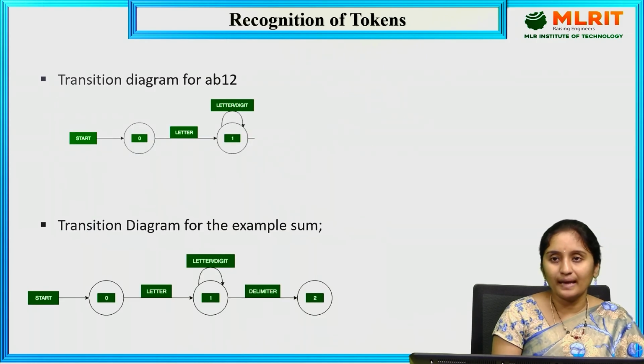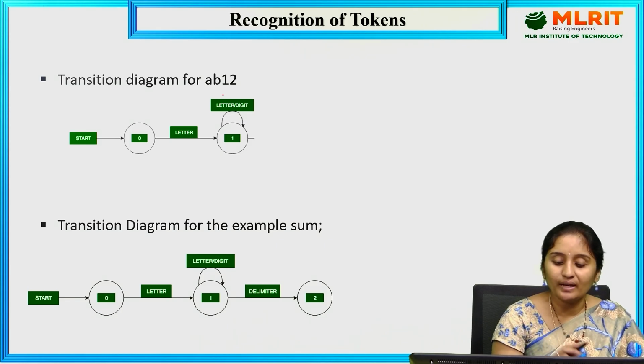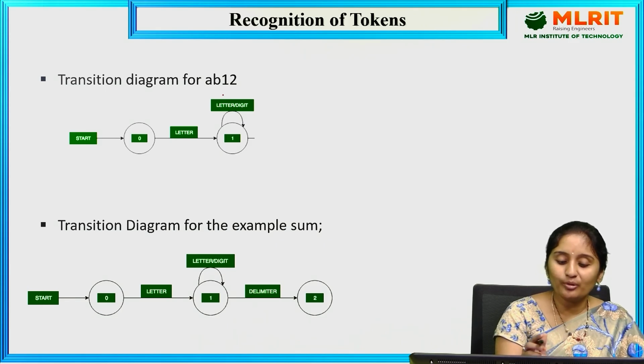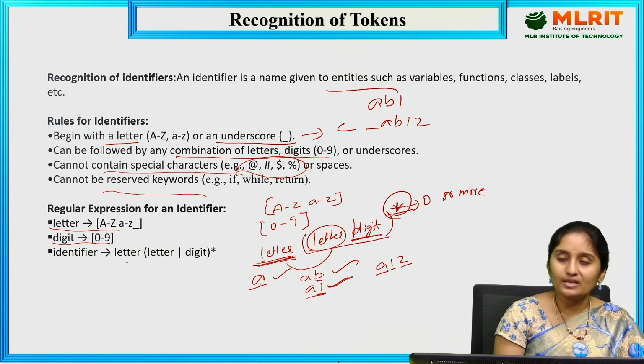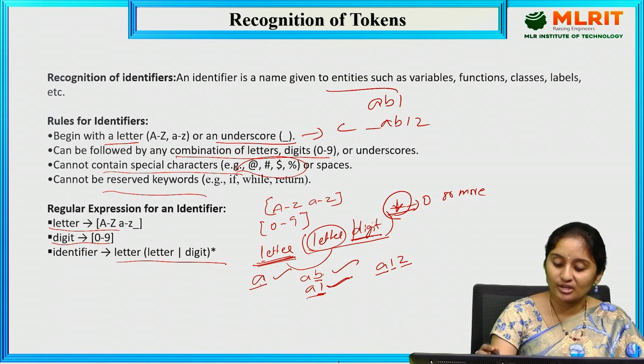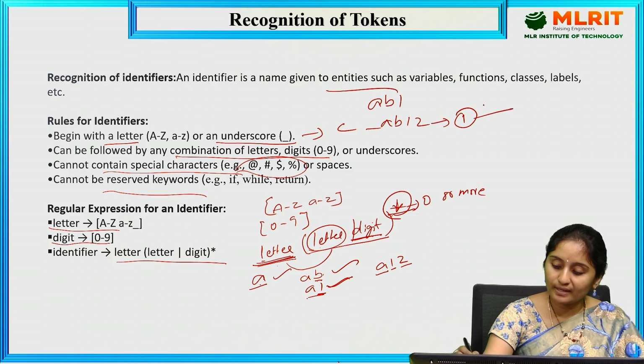Let us look at an example here, with a transition diagram: the transition diagram for AB12. How am I going to write the transition diagram here? Let us draw the transition diagram for this regular expression. Let me have this as my start state, and let me take it as 1. Then I have a letter, and the next state is 2. So it can be a letter or digit.